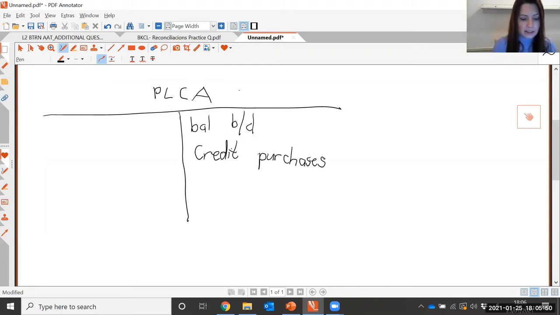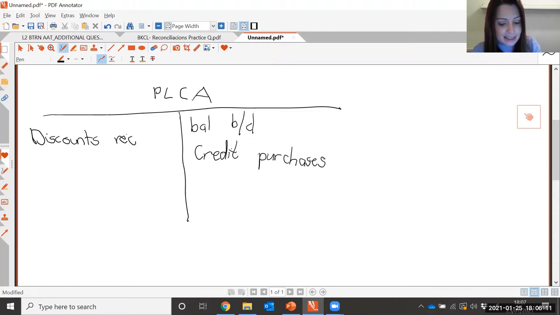Okay, what might we find on the debit side? Excuse my writing. Yeah, Megan. Yeah, good. Good, Kirsty. So we'd have discounts received. Yes, Madalena, you're right. It could be a contra if you have done the controls unit. Yeah. Purchase returns.